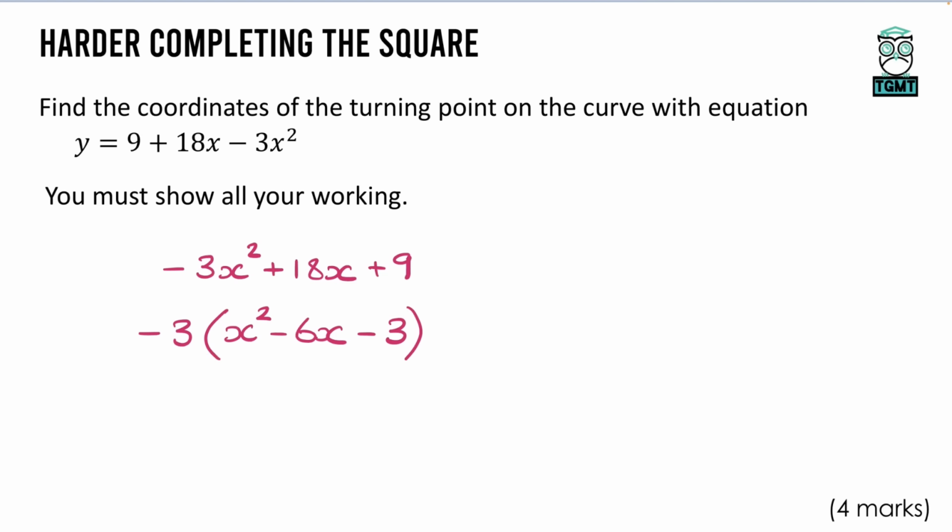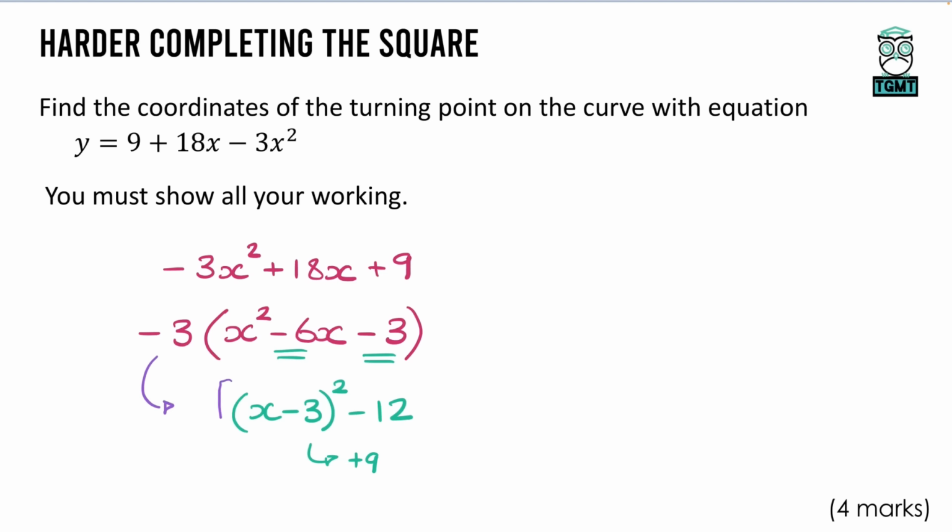From here we can complete the square by halving the coefficient in front of x. So we get (x - 3) squared. Now when that's expanded, it would give us +9. Now we want -3, so we would have to subtract 12. Now we've completed the square for what's inside the bracket, we have to reintroduce this -3. So everything is going to get multiplied by -3.